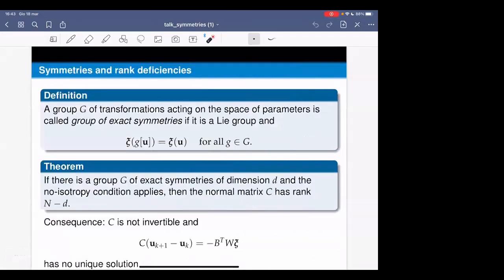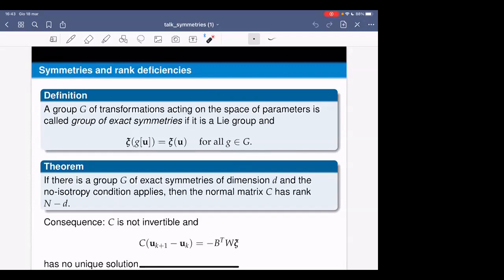Now, let us come to defining mathematically what a symmetry is, and then we'll go on to talking about rank deficiencies. The idea is the one that I talked to you about in the opening of my talk: I am doing a transformation of my situation, and there is something, the observable, which doesn't change. Well, then the definition is very natural.